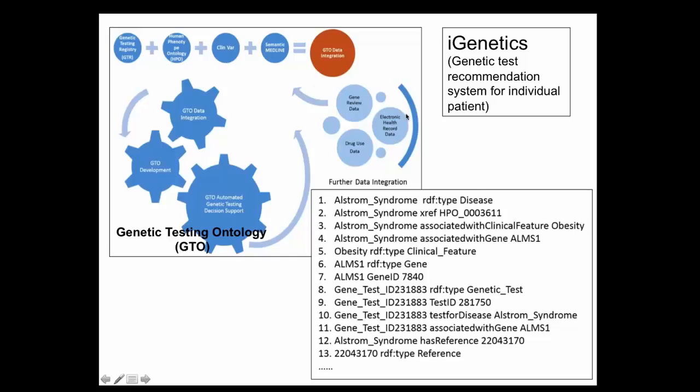And right now we are working on this part and gene review data and also the EHR data and also the drug use data. So this is an example to show how the GTO can represent the information regarding the genetic test. For example, we have the Armstrong syndrome, which has been defined as one of the genetic disease, and this has some clinical features associated with it, like obesity, and also associated genes.